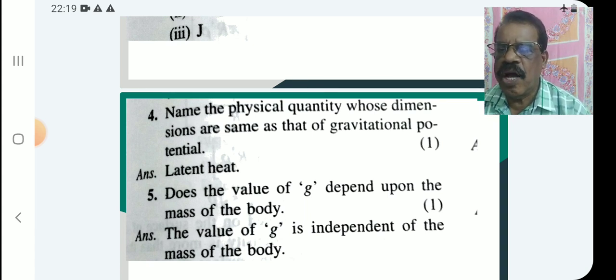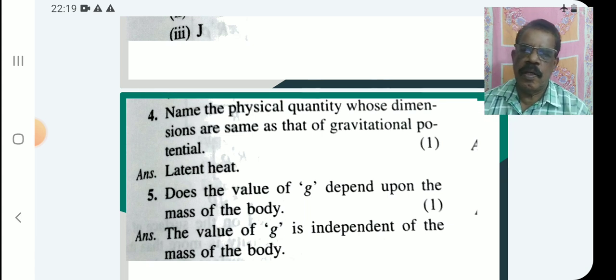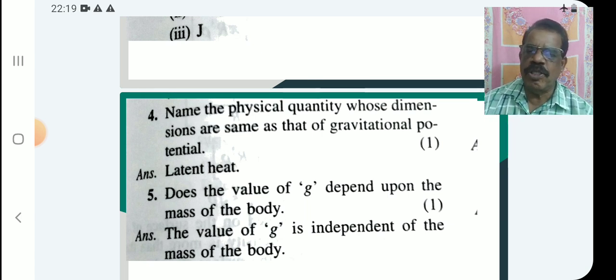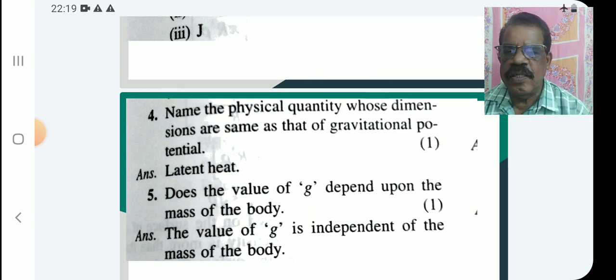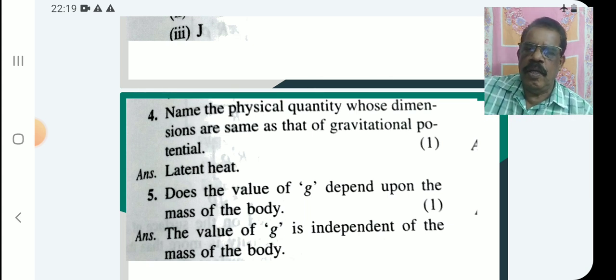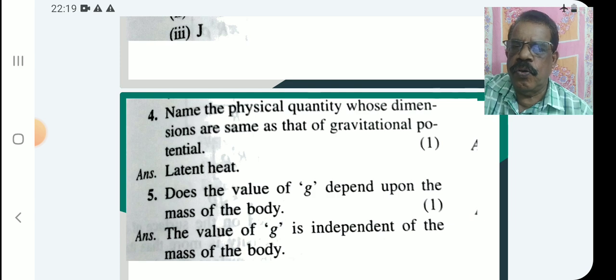Number 5. Does the value of G depend upon the mass of the body? The value of G is independent of the mass of the body. The answer is No.